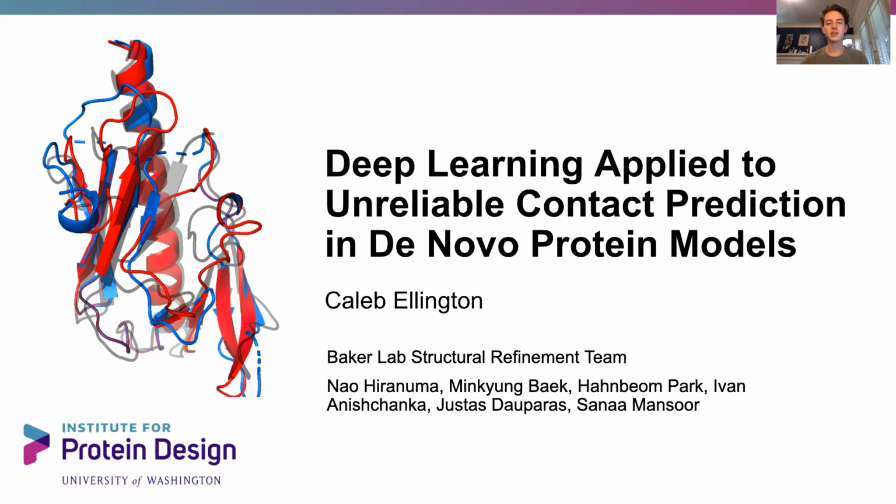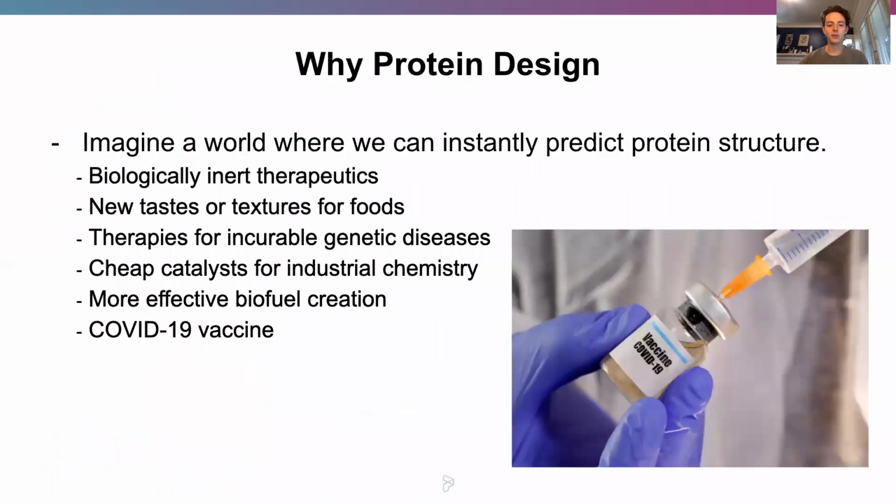I'm a senior studying bioengineering and computer science at UW, and I work in the Baker Lab on structural refinement. And today I'll be speaking about my work on deep learning applied to unreliable contact prediction in de novo or computer-generated protein models. So protein folding is a very hard task, and we do it for a lot of reasons.